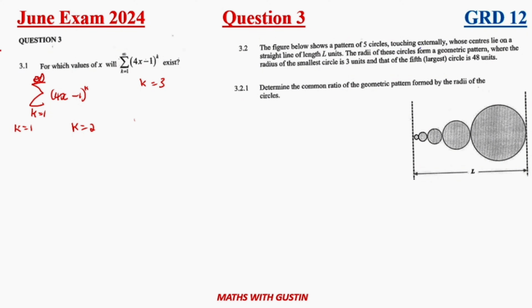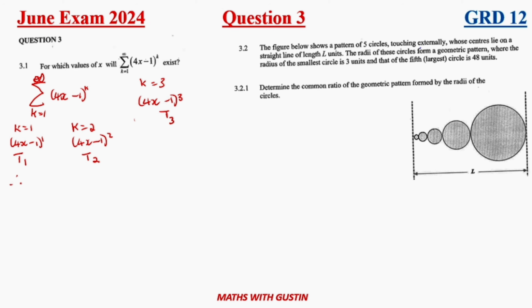All right, so what you do in this case, you're going to put k equal to 1 here. It's going to be (4x minus 1) to the power of 1, and then here (4x minus 1) to the power of 2, and then here (4x minus 1) to the power of 3. Okay, so now you would realize that k equals 1 is T1, this is T2, and therefore this would be T3.